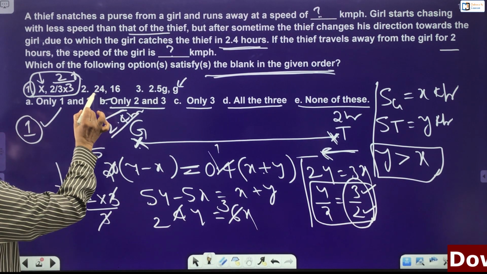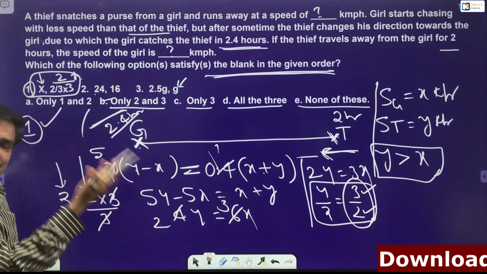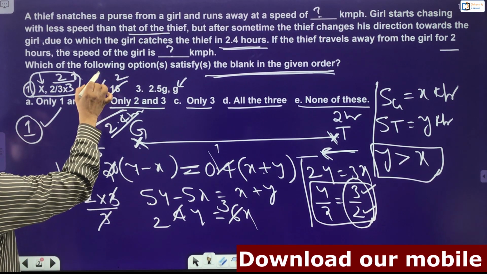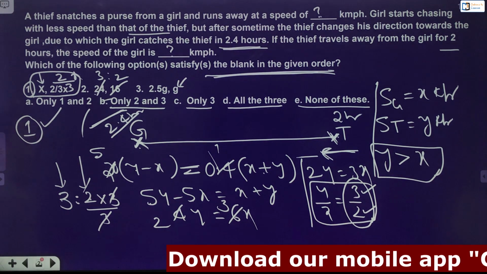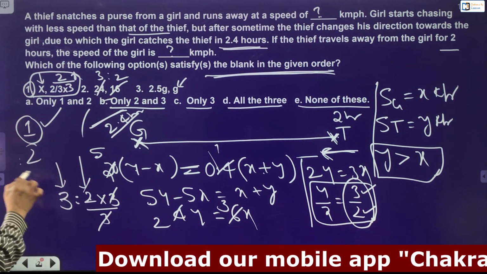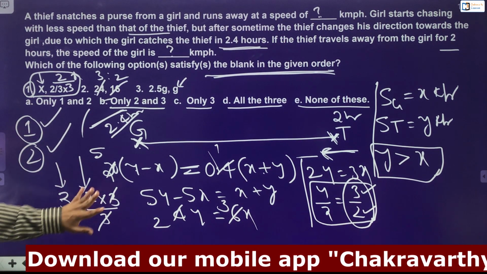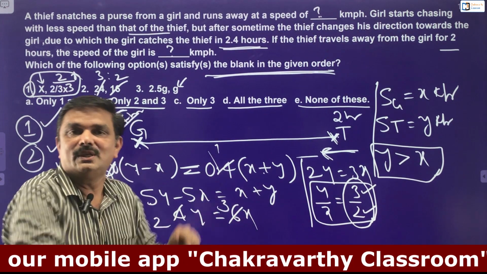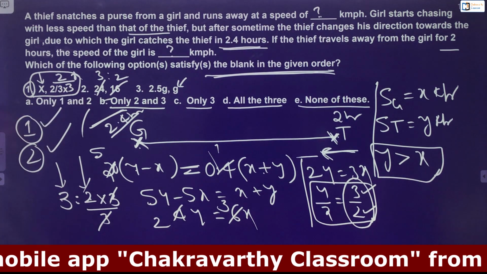Now go for the second one. Second one, 24 and 16. 24 and 16 means 8 2 times, 8 3 times, 3 is to 2. Yes, it is also satisfying the condition. I need the thief's speed 3 and this is 2 in relation with each other. So the second one is also done.